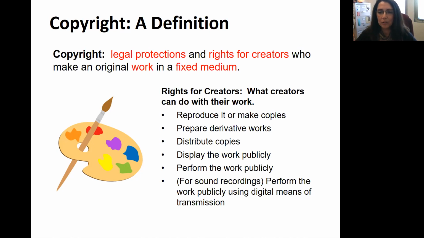Copyright holders or creators can also display their work publicly, like in a gallery or someplace like that, or they could perform the work publicly. And for people who focus on sound, they can perform the work publicly using digital means of transmission. So somebody who's a recording artist can play their music on YouTube or Spotify or something like that.